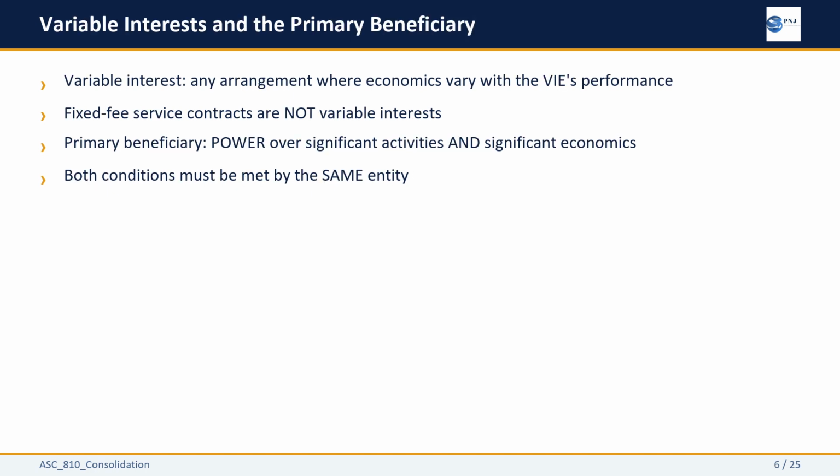A variable interest is any arrangement where your economic outcome varies with the VIE's performance: equity, subordinated loans, guarantees. Fixed fees are not variable interests. Among all parties with variable interests, only the primary beneficiary consolidates. The primary beneficiary must have both power over the most significant activities and the obligation to absorb losses or right to receive benefits that could be significant. Power alone is not enough. Economics alone is not enough, both in the same entity.